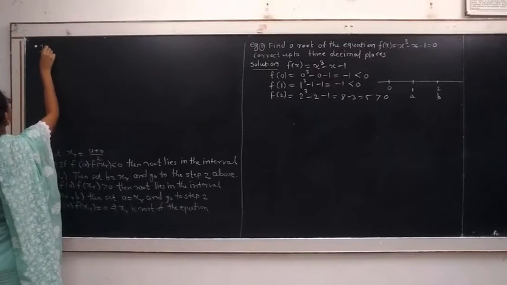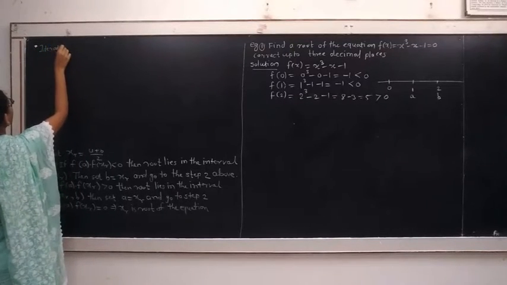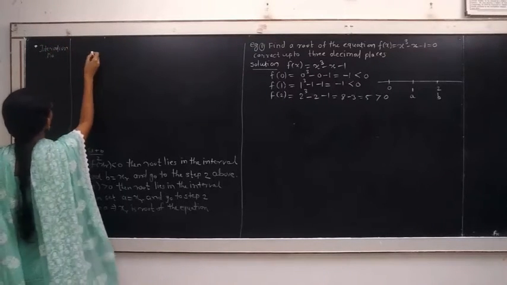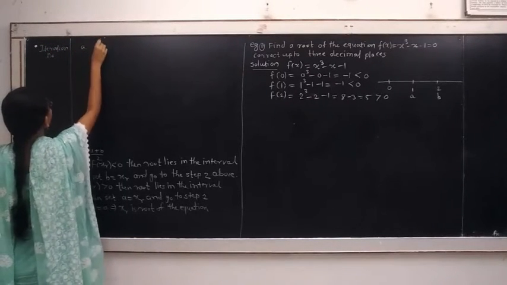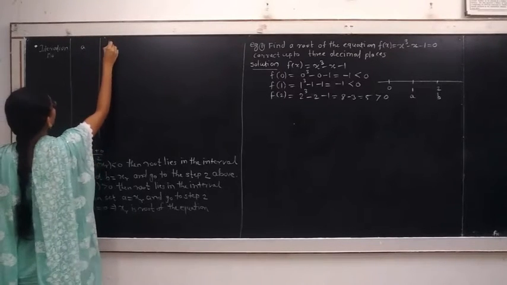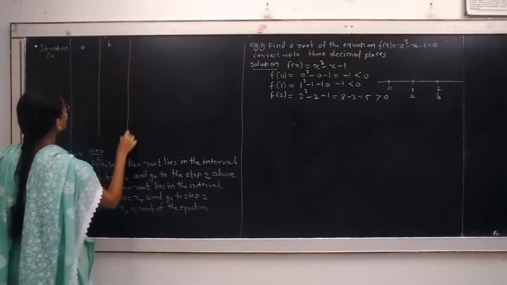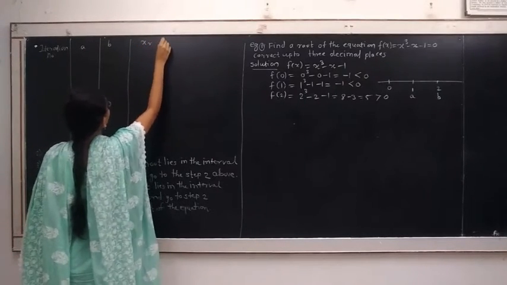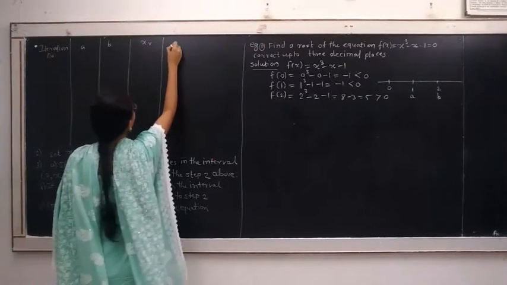Iteration number, then value of a, value of b, xr, f of xr.